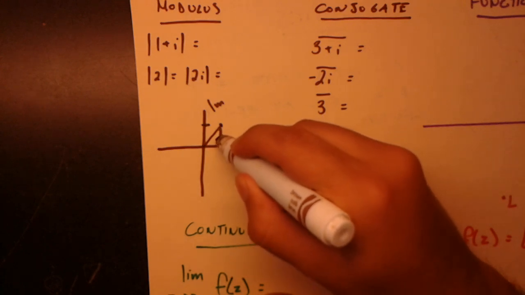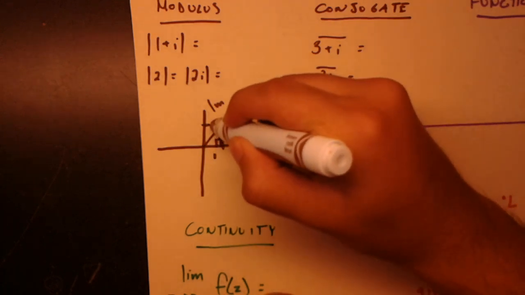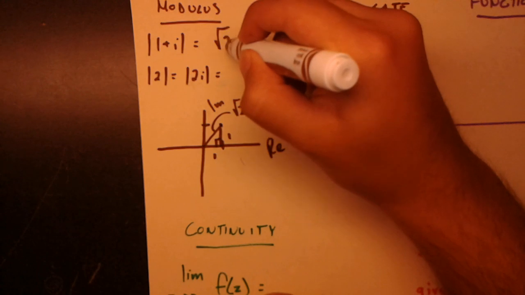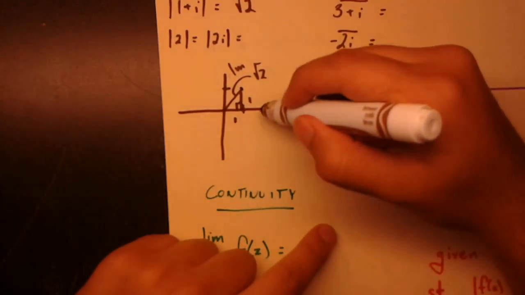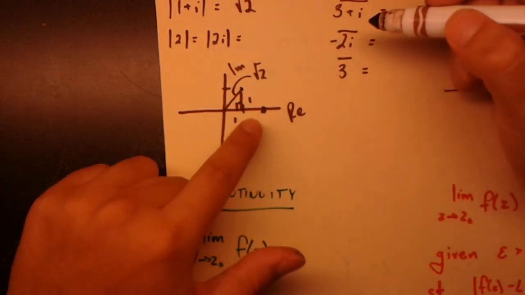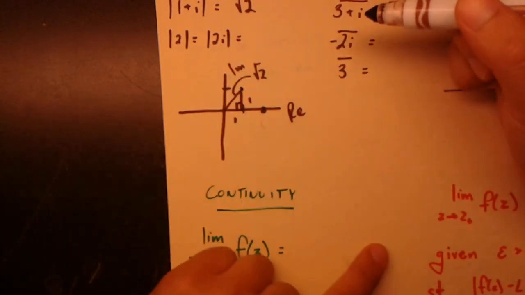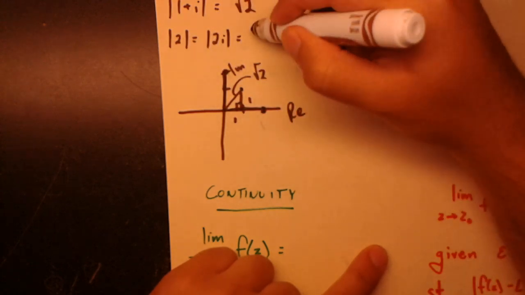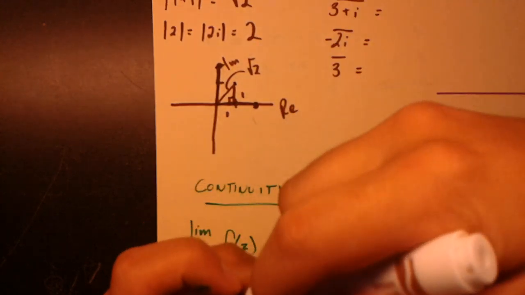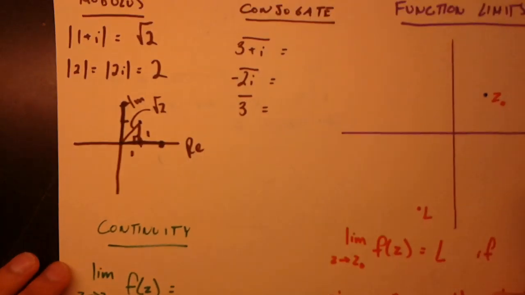Well, we use the Pythagorean theorem. This is 1, this is 1, so this is radical 2, the square root of 2. Now, what's the distance of just the number 2 from the origin? Well, it's here. It's easy, it's just 2. What's the distance of 2i from the origin? It's the same, it's just 2, because you're going vertical 2 or horizontal 2 for either of these. So that's the modulus, which will be important in a definition in just a second.